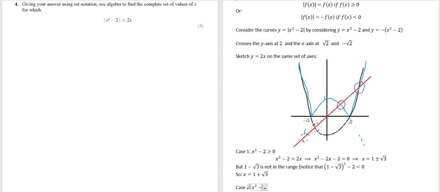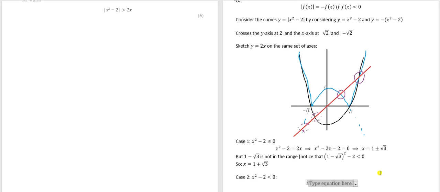For case 2, we have x squared minus 2 has to be less than 0. This is the situation where the sign would be changed by the modulus sign. So we get the negative of x squared minus 2 is equal to 2x. When we rearrange that, we get minus x squared minus 2x plus 2 equals 0.